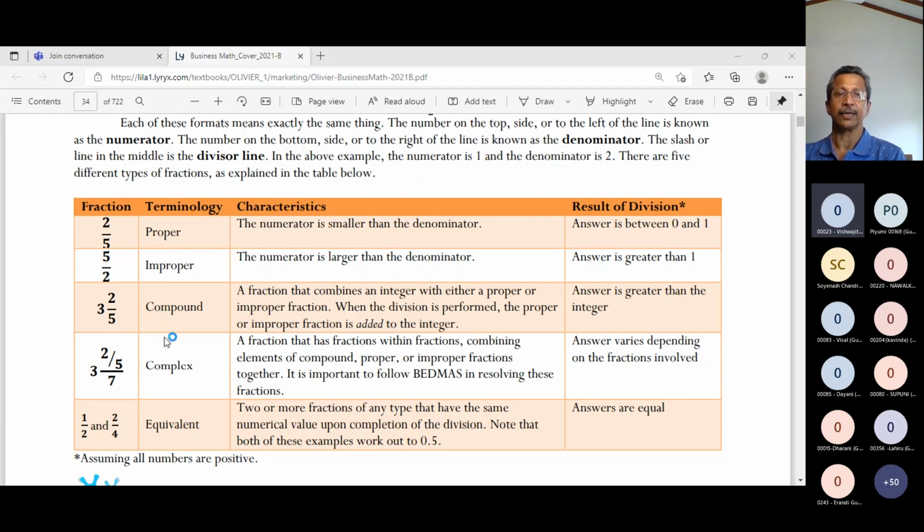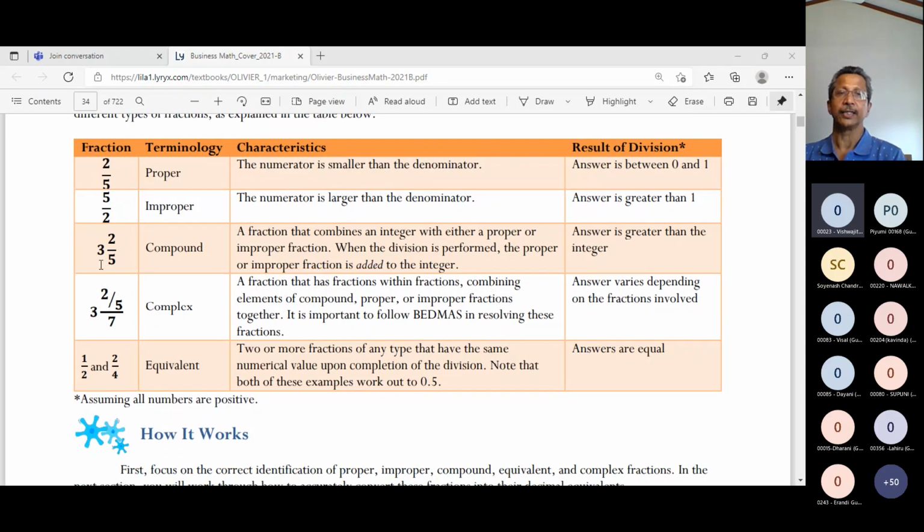Then there is another one called compound. That is a fraction combined with an integer. Right? So 3 2 upon 5 is called a compound fraction. So the answer is greater than the integer. Always it is more than the integer, that is 3 or 4 or 5 here is more than that.